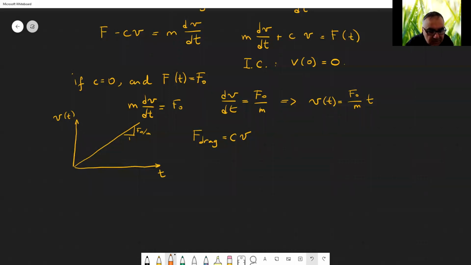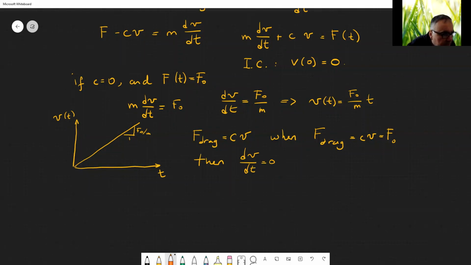Let me say this. When F drag equals CV equals F of t, or F0, I should say, because it's a constant force, F0, then in our real life equation, you are going to have dV/dt equal to 0, which means that the slope of this curve is going to be horizontal.